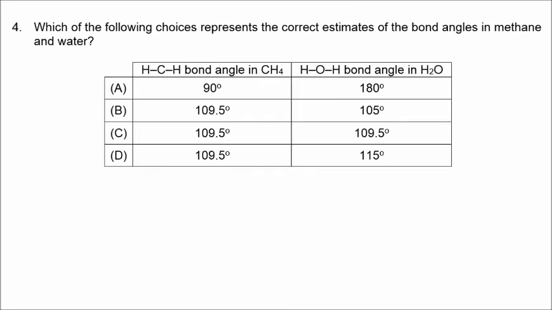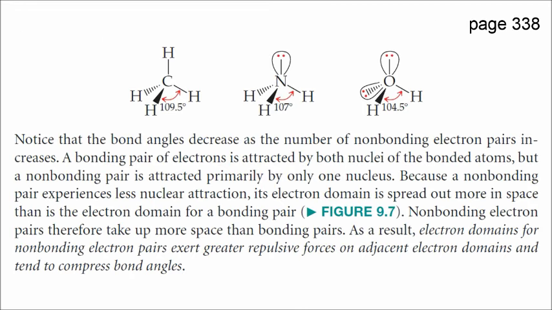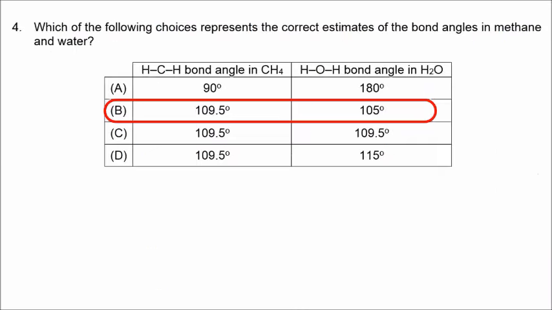In number 4, let me call your attention to some information from your textbook about bond angles. When there are lone pairs or non-bonding pairs of electrons on the central atom, they are going to exert greater repulsive forces on the adjacent electron domains. That means that the lone pairs will sort of squeeze the atoms together, making the bond angle smaller than the 109.5 you might expect if you had 4 atoms, like methane. So methane should be 109.5, but water should be less than that, around 105. Number 4 is B.